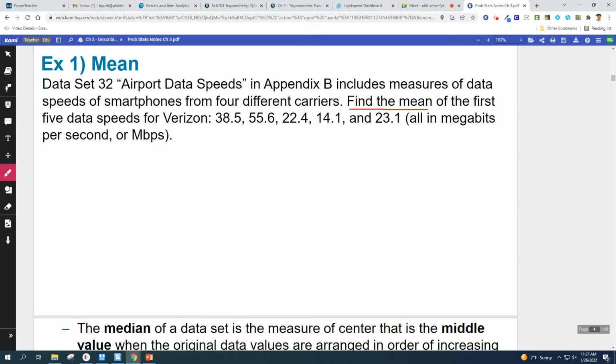We're finding the mean. Find the mean of the first 5 data speeds for Verizon. So you can rely on your prior knowledge here. We're finding the mean, so you add up the numbers and divide by the number of numbers. That's what it is. But the formula, okay, are we talking about a sample or a population? Looks like we're talking about a sample, right? So the formula would say x bar equals sigma x over n. And I know that's confusing, but all that means is add up the numbers, divide by the number of numbers.